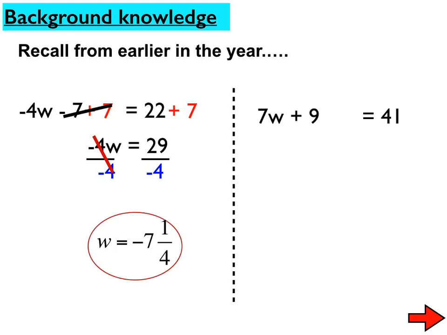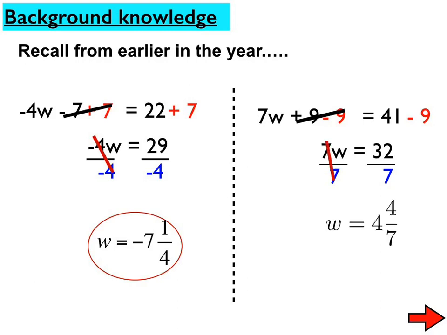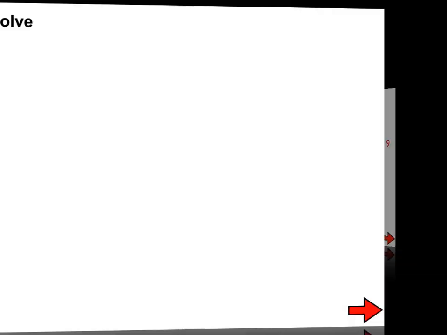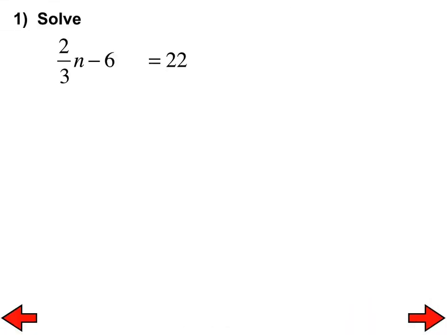Here's another one where we would need to subtract 9 from both sides, then divide both sides by 7, and 32 divided by 7 ends up turning into 4 and 4/7. Everything we do in both of those problems is the same way that we go about trying to solve a problem like number 1. So, number 1, what would I do first to solve this?